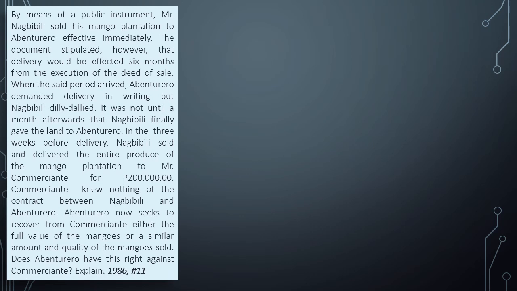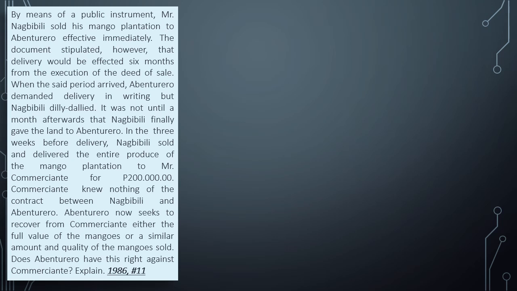Number 11, Mr. Nagbibili sold his mango plantation to Abenturero effective immediately. The names are confusing, but there is a purpose for that, and the purpose is to make you even more confused. The document stipulated, however, that the delivery would be effected 6 months from the execution of the deed of sale. When the said period arrived, Abenturero demanded delivery in writing but Nagbibili dilly-dallied. It was not until a month afterwards that Nagbibili finally gave the land to Abenturero.